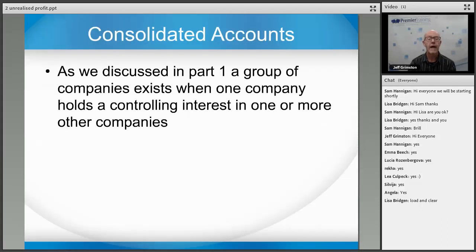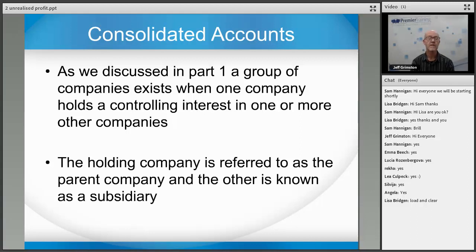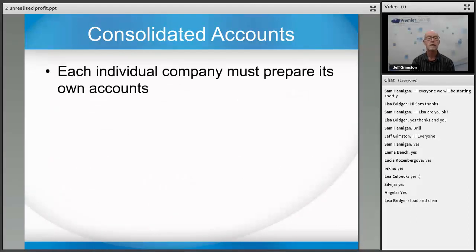So, in part 1, we talked about what a group of companies is, explained that it exists when one company has a controlling interest in one or more other companies. The holding company is referred to as the parent and the other is a subsidiary. Always remember that each individual company prepares its own accounts. Two companies may well be in a group, but the people who work in those companies may have no knowledge of this. So each of them is a freestanding company, it prepares its own accounts.